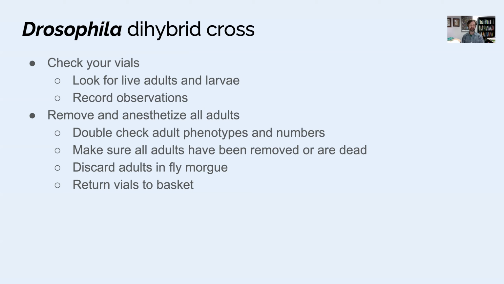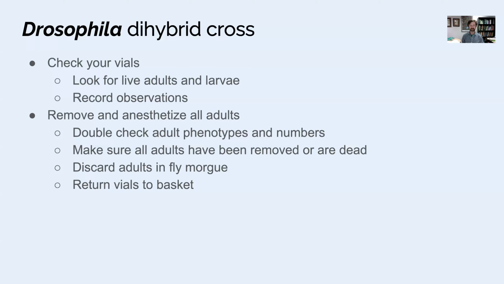Here we have just the steps for what you'll be doing in the lab this week. Check out the adults after you anesthetize them. We're going to discard the adults because otherwise those adults would have a chance to mate with their offspring. We want to isolate the fruit fly parental generation from the F1 generation, and the easiest way to do that is to throw away the parental flies, put them in the morgue, before we get any adult flies from the F1 generation. So we'll check the phenotypes and remove them.